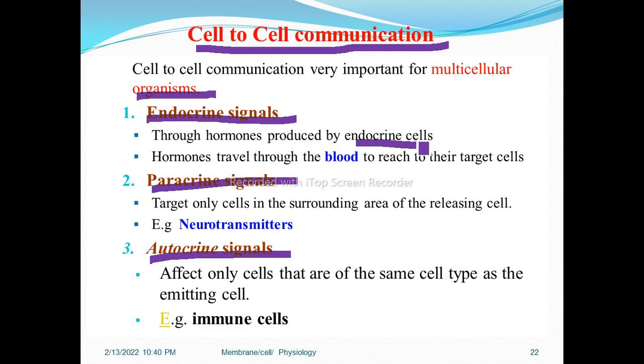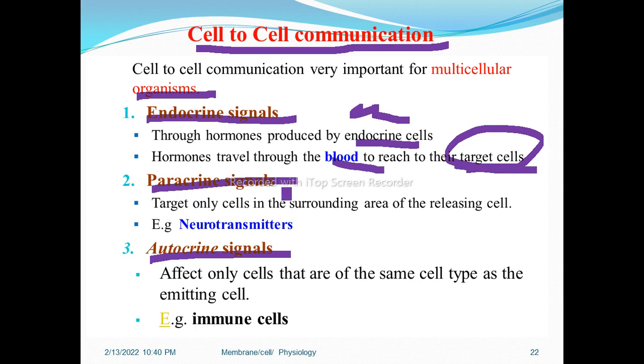Endocrine cells are found in endocrine organs like the pituitary gland, thyroid gland, parathyroid gland, pineal gland, and adrenal gland. Hormones travel through blood to reach their target cells. For instance, a hormone produced by the pituitary gland goes into the bloodstream, mixes with blood, and is transported through the body until it reaches its target cells.